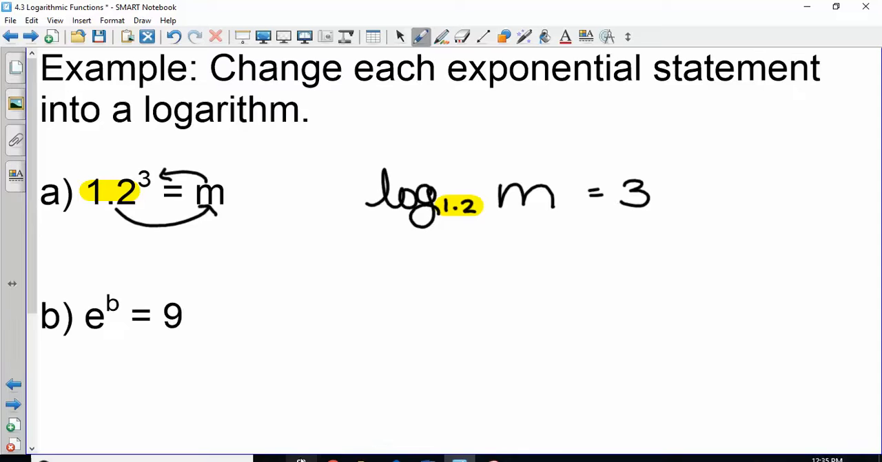So I always draw in these little arrows when I'm going back and forth to kind of help me. You start with your base and you go across the equal sign. Make sure that when you're writing log base 1.2, that 1.2 is a subscript. Okay, it's kind of down to the side. So this one, I would do log base what? E of. So the answer to the log is always that exponent.